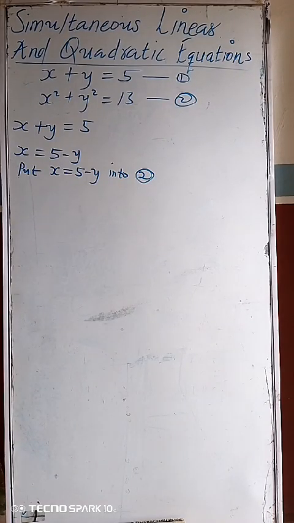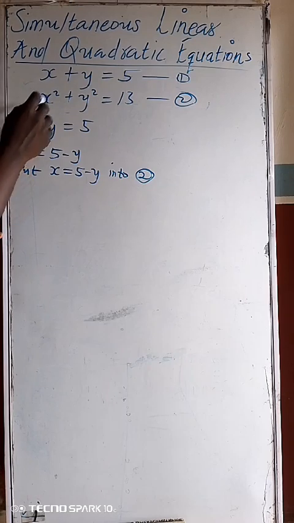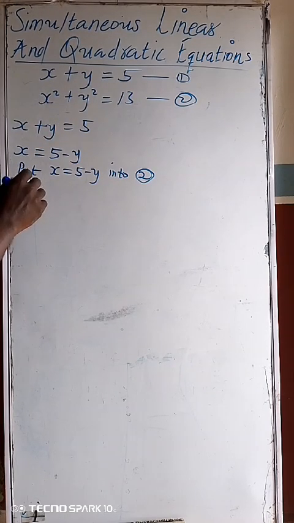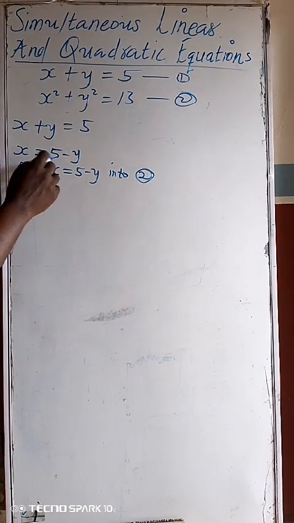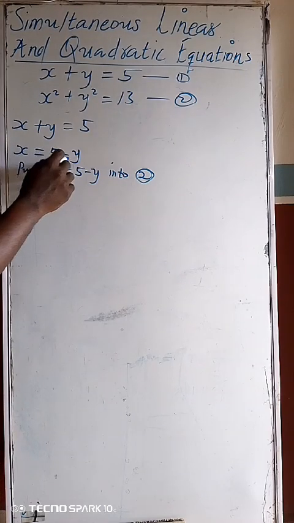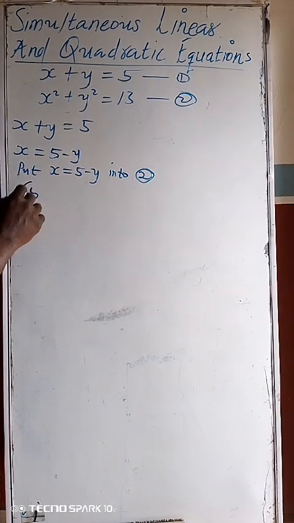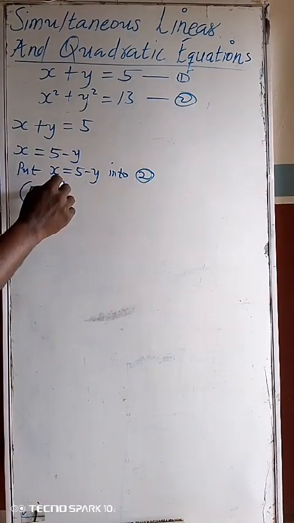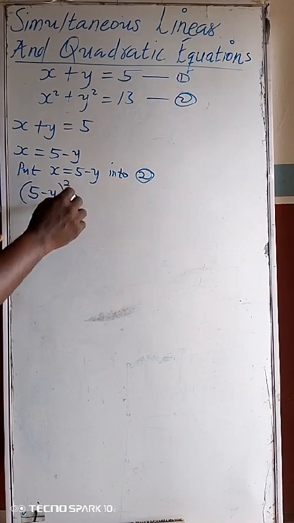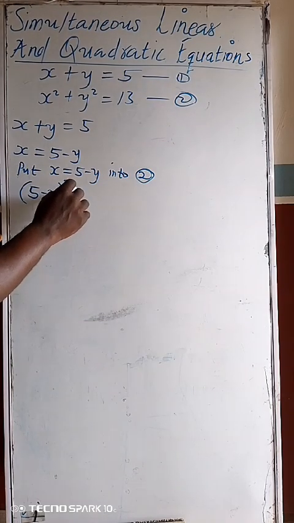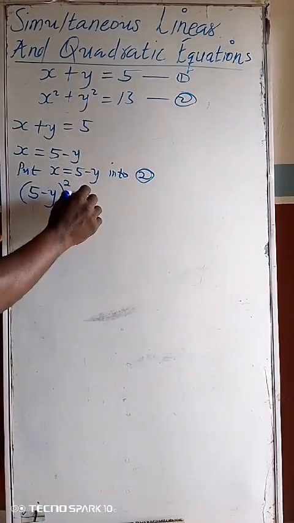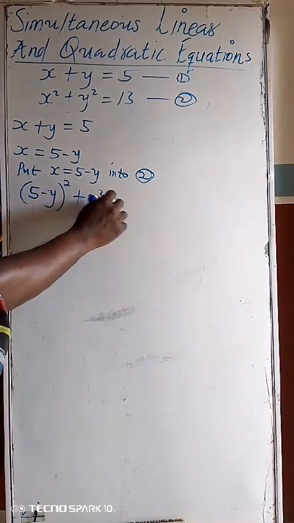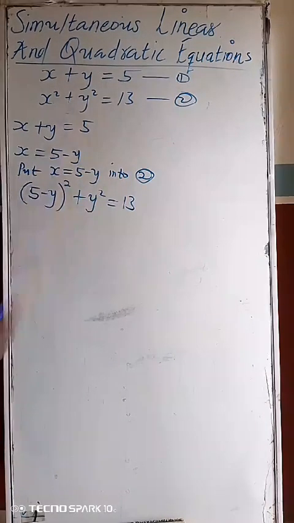Don't forget here is x squared, so I'll introduce my bracket. Now my x is 5 minus y, so I'll write my 5 minus y. What do I see here? Square, so my power 2 will be there. Plus I have here y squared, which is equal to 13. Nice one.